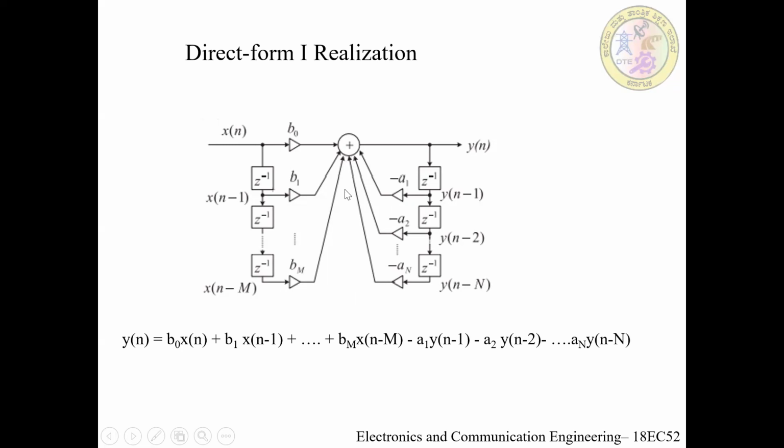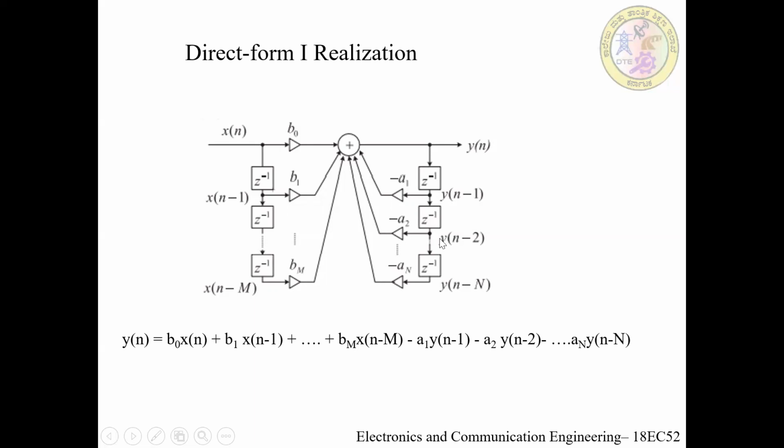From the feedback part, we can observe here minus a1 into y of n minus 1. See, part of the output we are taking as input. So this becomes a feedback structure. There are n delays we have used here, and we are considering the output as input to these delay units. So here the value is y of n minus 1.